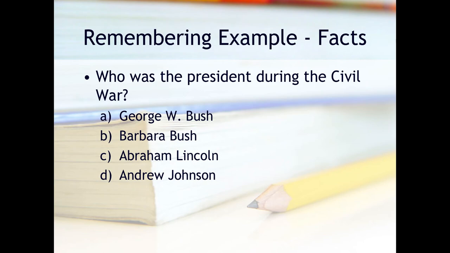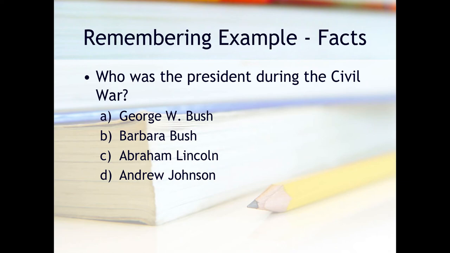So on this next one, I've got another example here. We're assessing basic memorization again, remembering level content. Who was the president during the Civil War? We've got George W. Bush, Barbara Bush, Abraham Lincoln, and Andrew Johnson. So I'm going to suggest to you that these are some pretty terrible distractors.